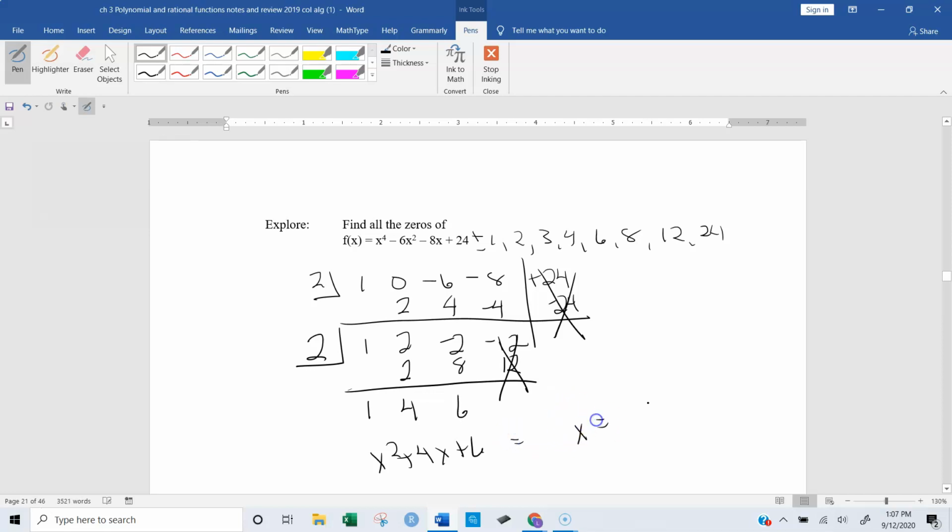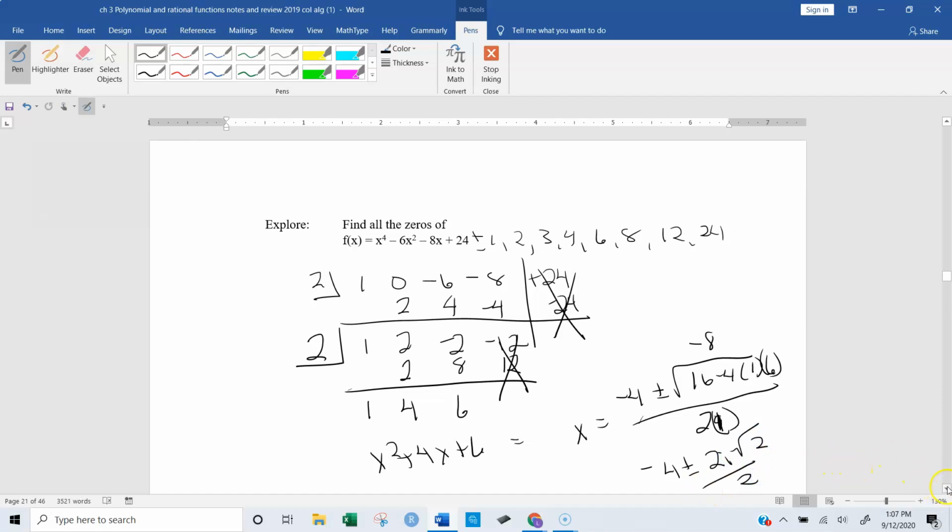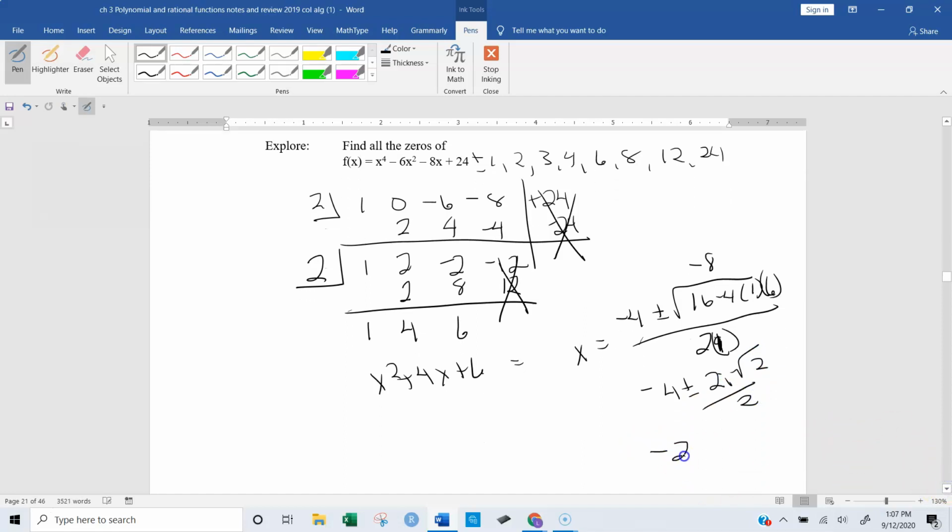So x equals the opposite of b, plus or minus the square root of b squared minus 4ac, all over 2a. Okay, when you did that, you should have gotten 24, negative 8 inside. So you've got negative, which is 2, 1. Sorry about that. Okay, so now we got negative 4 plus or minus 2i square root of 2, all over 2. So your final answer should be negative 2 plus or minus i square root of 2.